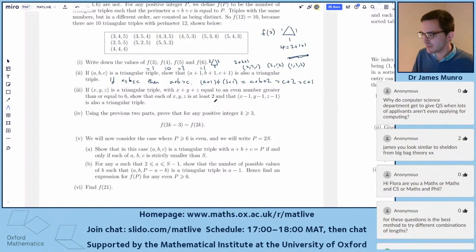Right. Okay. And then I think otherwise, we can do some sort of relabeling. We can rotate it around and it'll still be a triangle. We can rotate the triangle around and it'll still be a triangle triple. Okay. Cool. So there's this sort of weird bit of argument that they've added in.